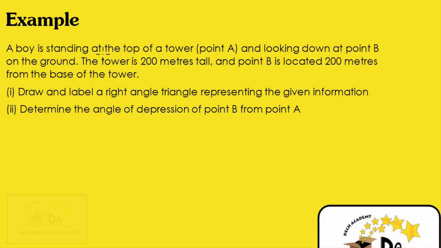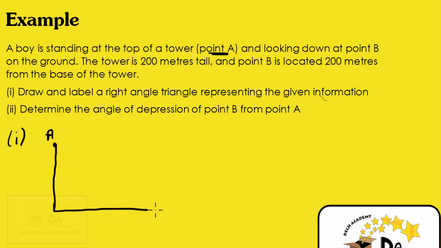So here's the first example question, and it says a boy is standing at the top of a tower. So that point which he stands at is point A, and he is looking down at the point B on the ground. The tower is 200 meters tall, and the point B is located 200 meters from the base of the tower. We're required to draw and label a right angle triangle representing the given information. So for the first question, we just use the description to sketch a right angle triangle. We have a tower here, and a boy is at the top, point A.